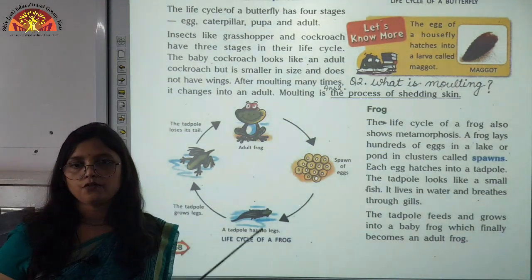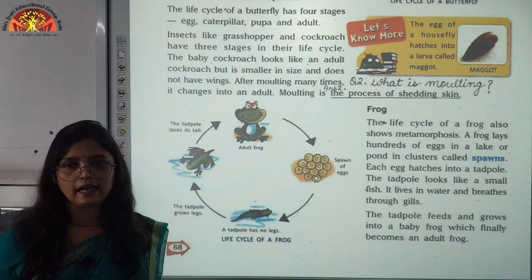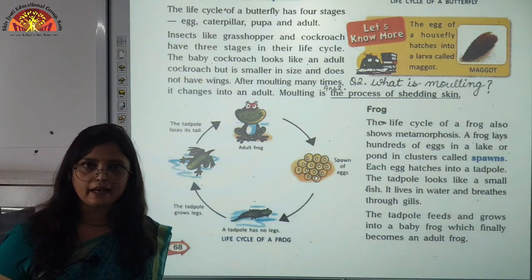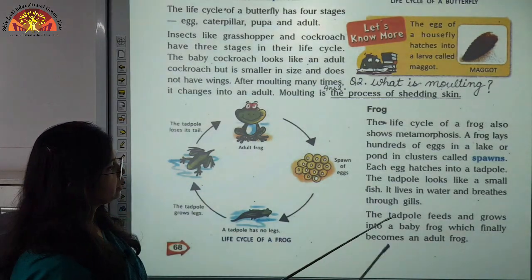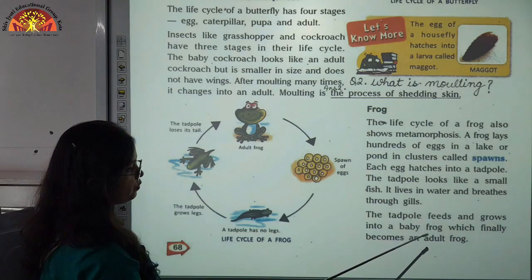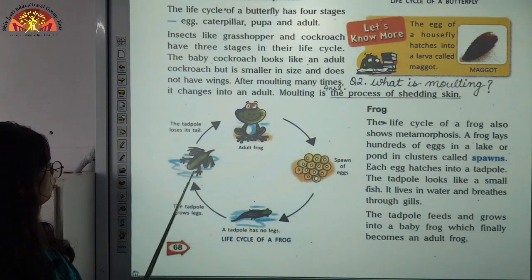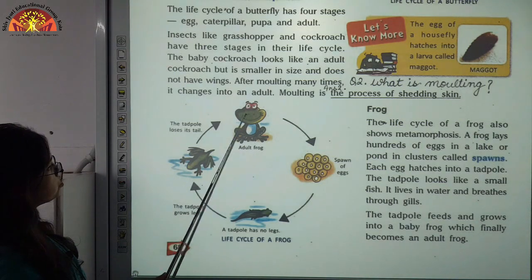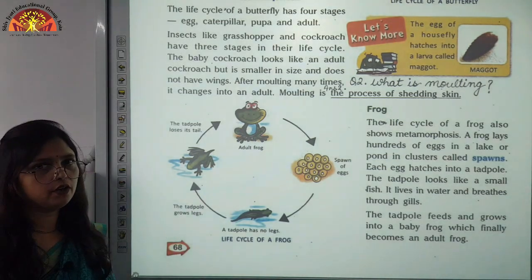Now how does the form change? The tadpole has a tail and does not have hands and legs, but when it forms into an adult frog, it develops hands and legs and loses its tail. So this is called metamorphosis. The tadpole feeds and grows into a baby frog, which finally becomes an adult frog. You can see in the picture here, this is a baby frog. You can see the tail is reduced in size and hands and legs have appeared over here, and after some time it loses the tail and it has fully developed hands and legs. So this is the life cycle of a frog.